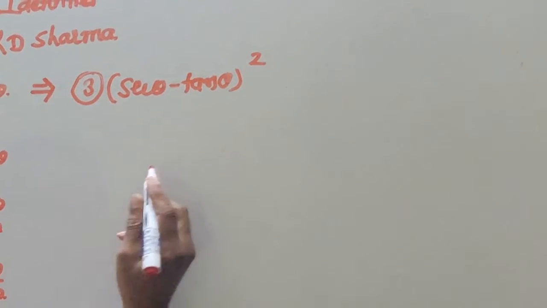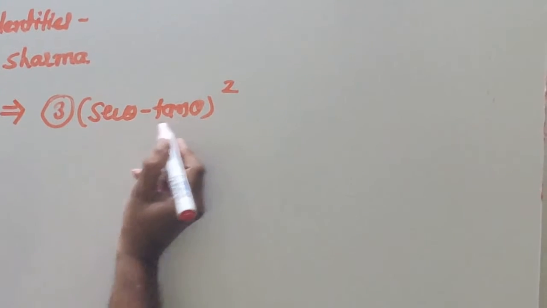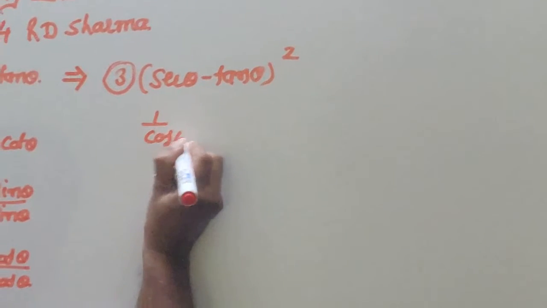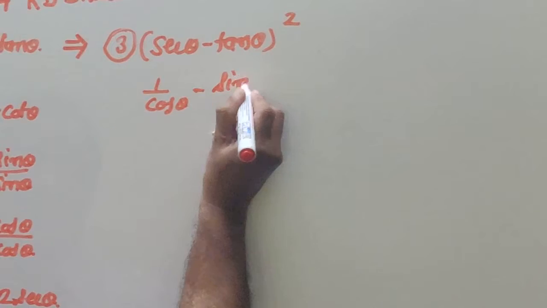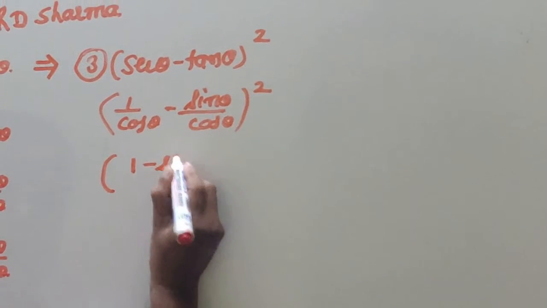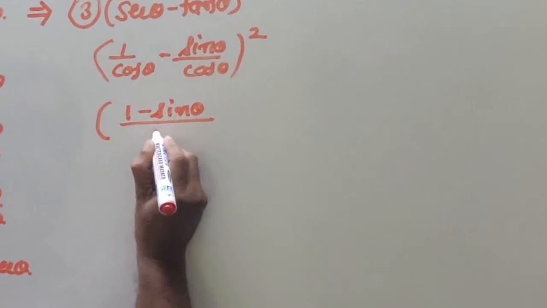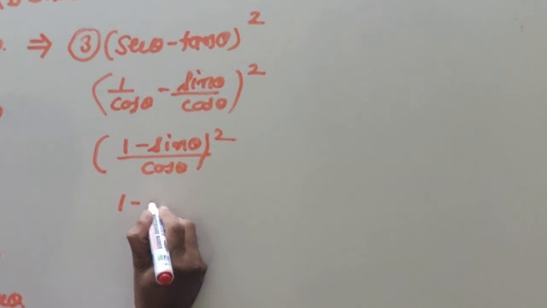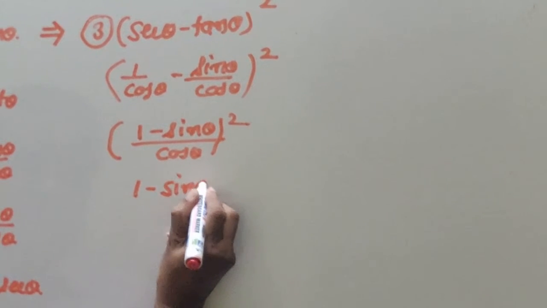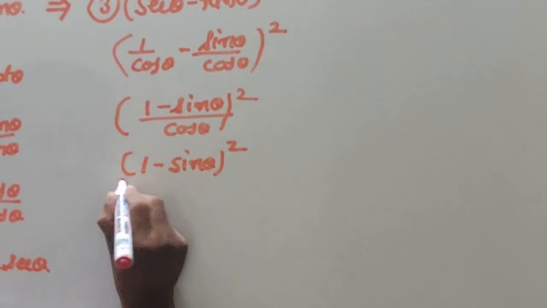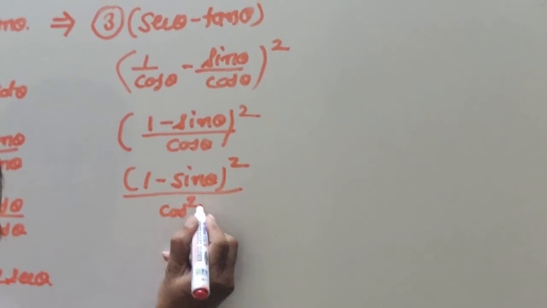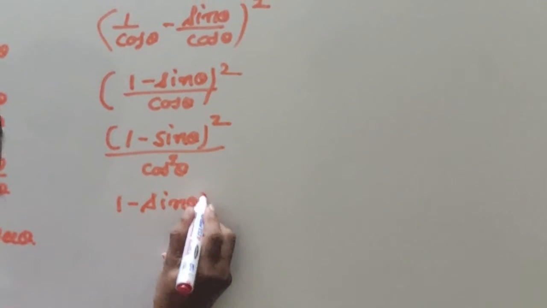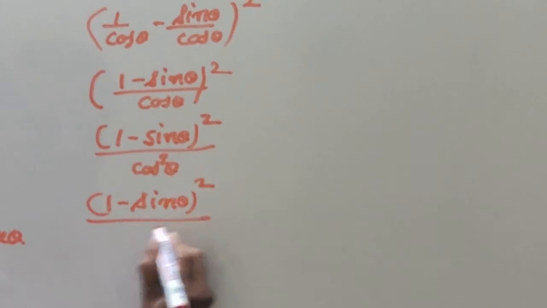Okay, I already told you to convert all the ratios into sine and cos form. So sec theta can be written as 1 upon cos theta, and tan theta can be written as sin theta upon cos theta. So I can subtract the numerator and write down cos theta here. Now I can separate the square sign. In the denominator, what will come here? Cos square theta.